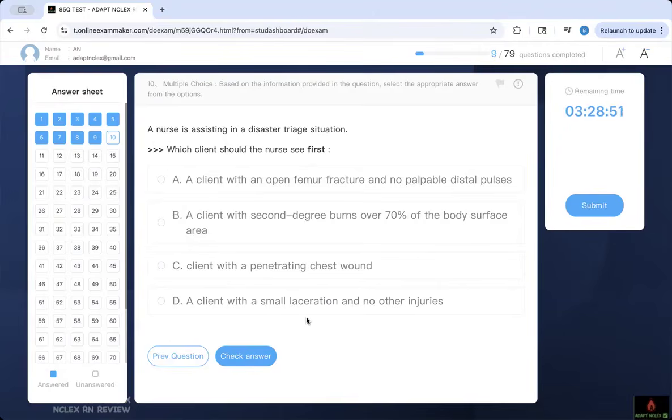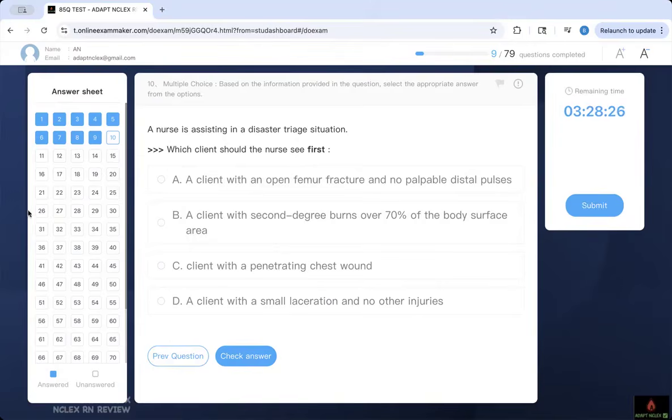Therefore, a client with open femur fracture and no palpable pulse, the patient has no pulse. Think about it. You've got to be sharp. It's simple. Fracture and no pulse. A client with what? Second-degree burn over 70% of the body surface. Do you think this patient is going to live? A client with penetrating chest trauma. I give you the word chest. A client with small laceration and no other injury. What do you do? Divide it in two.